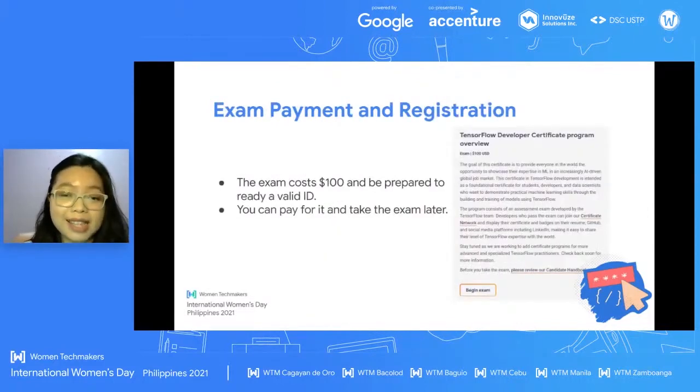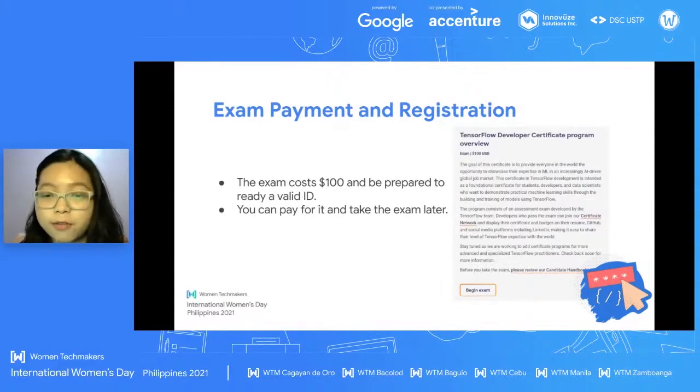And like any Google exam, you also have to pay for it, and you'll need to register. So the exam costs $100, and that's around 4,800 something when I took it. You can pay for it and take the exam later, but beware of the expiration of the access upon payment. You have 6 months from the date of purchasing the exam before the purchase expires.